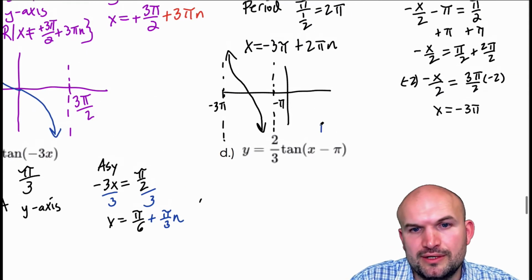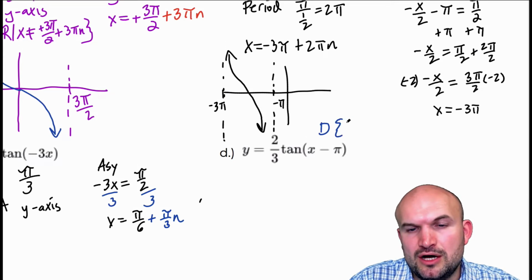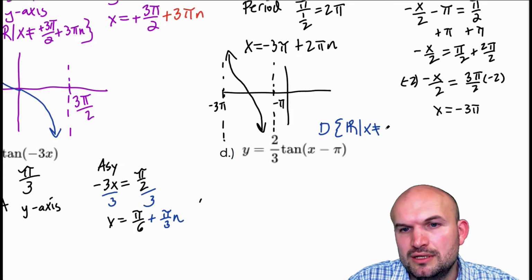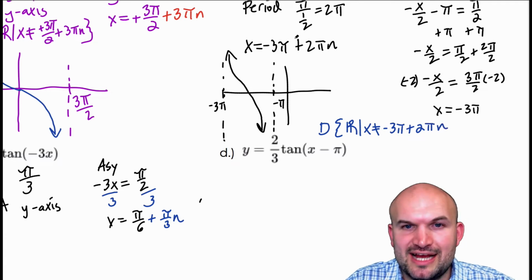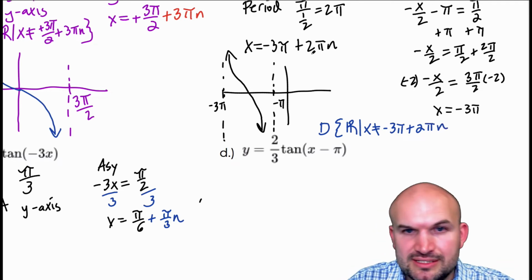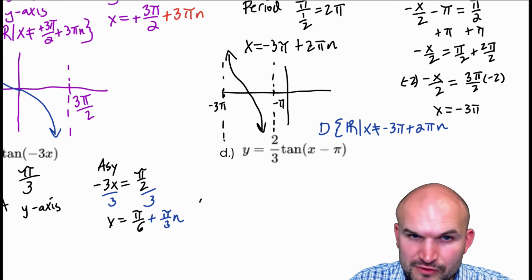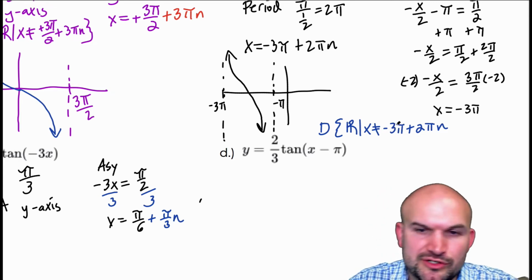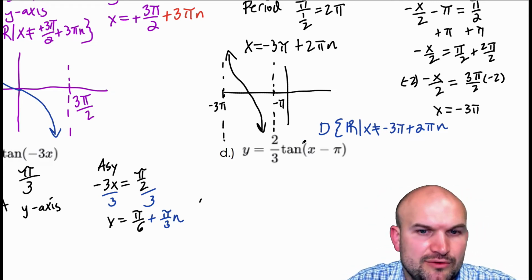Oh, I forgot to write the domain over here. Let's do that real quick. So the domain is going to be all real numbers such that x cannot equal negative 3 pi plus 2 pi n. Now, I could actually simplify that, because if you add 1 pi, you could do it as negative pi plus 2 pi n. Either way, that would work as well.